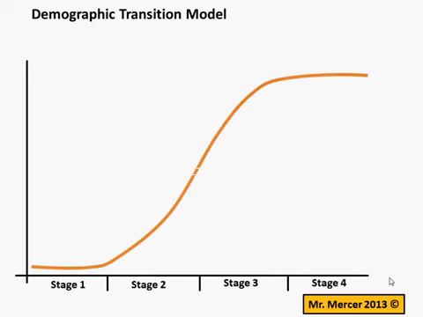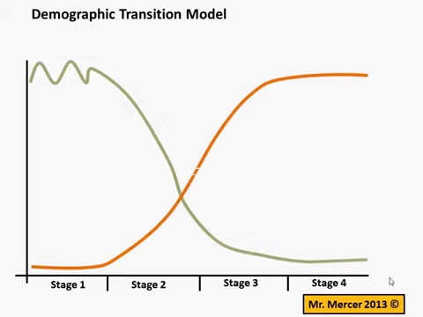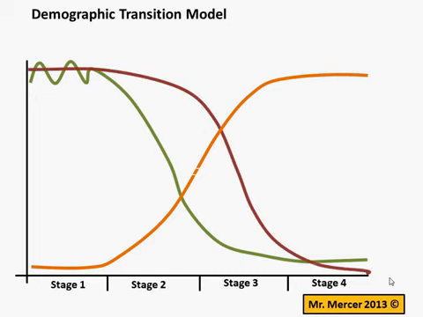Okay, so the first thing to know is that there are 3 lines on the demographic transition model. The orange line is total population. The green line here is the death rate, and the purple line is the birth rate. In the exam, these will be labelled for you.